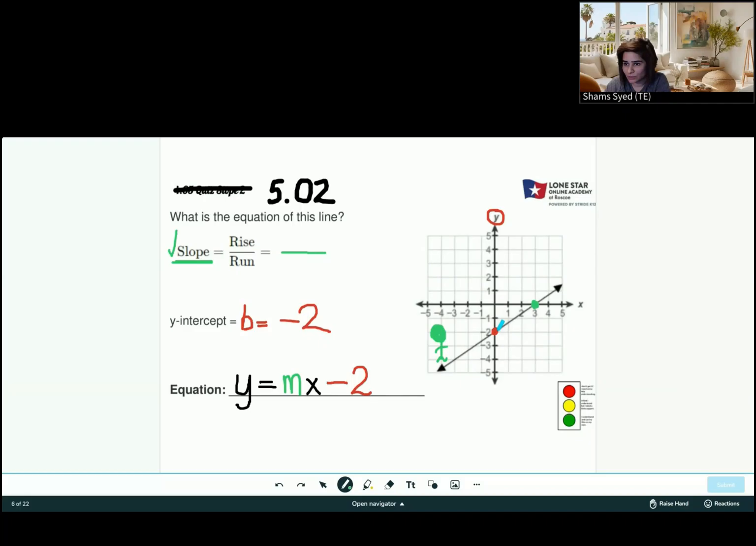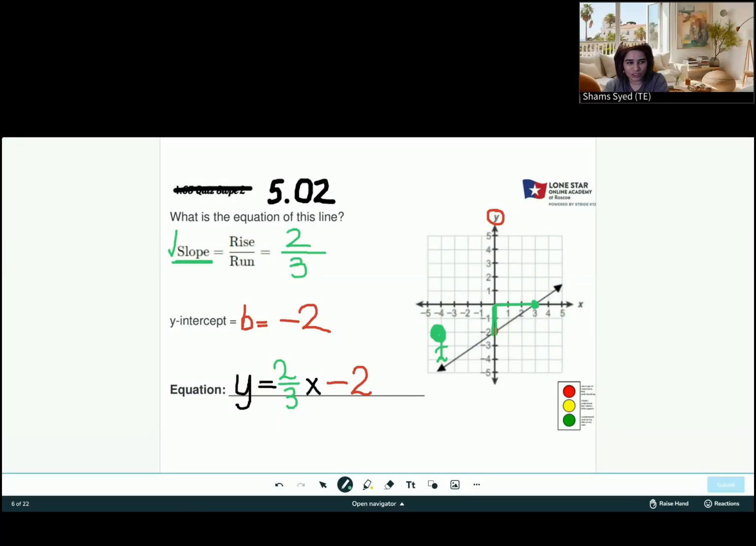Let's find the slope. Rising, going up. Let's redo it. Going up, how many units do we go up? We go up 2. Up is a positive number. Running is 3. So M is positive 2/3. Let's replace this letter M by 2/3. And here is our equation: y equals 2/3 x minus 2.